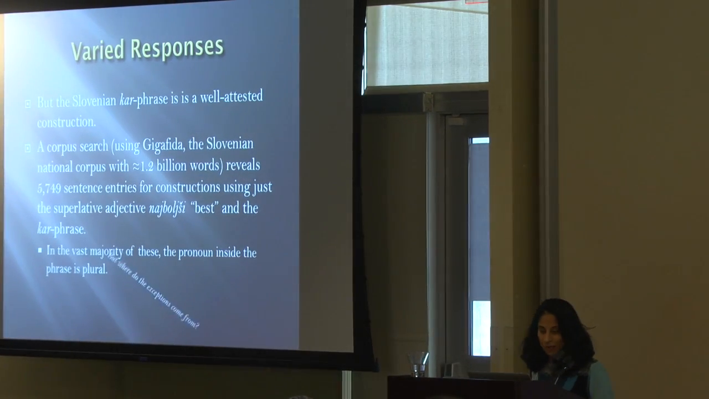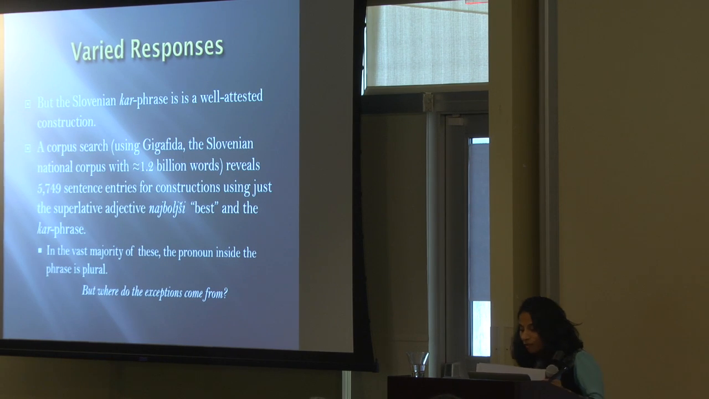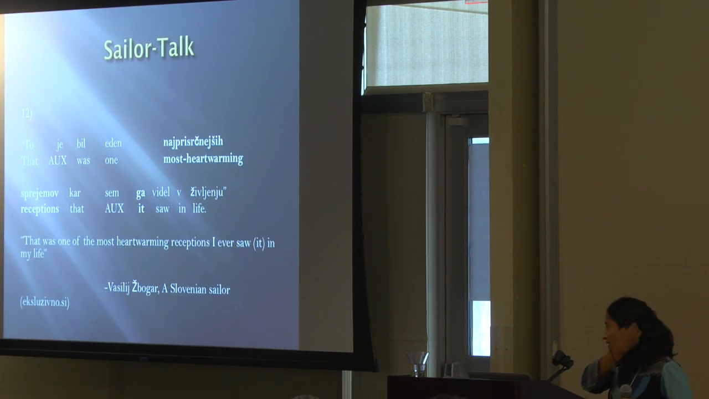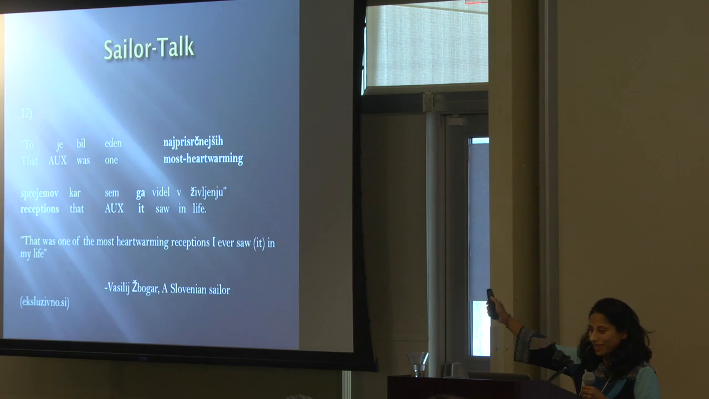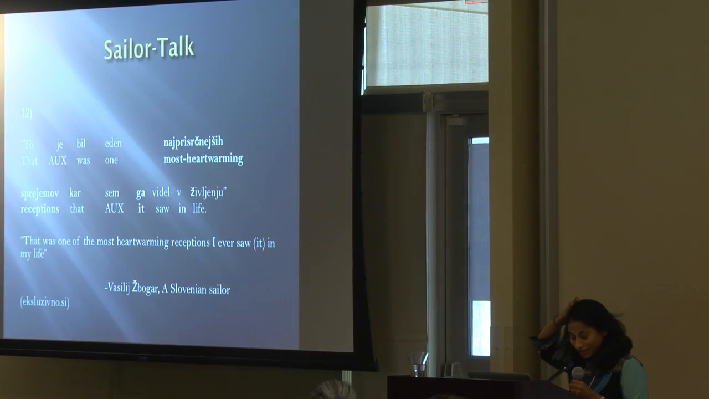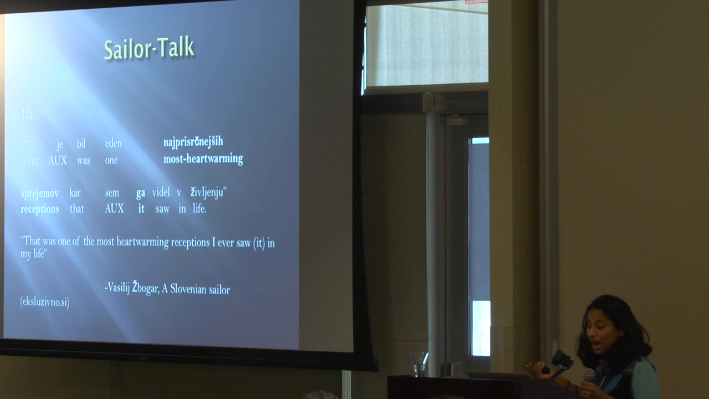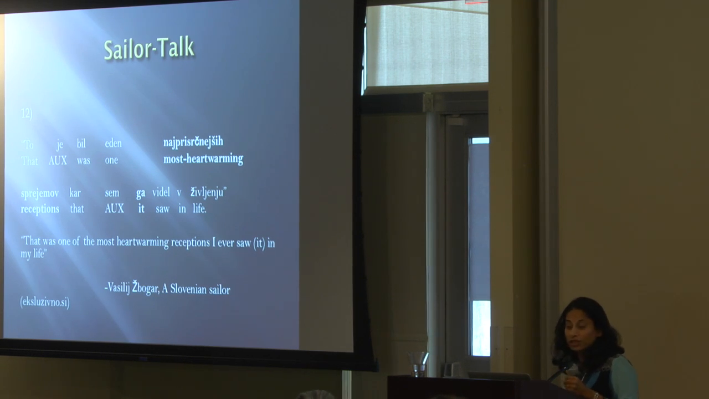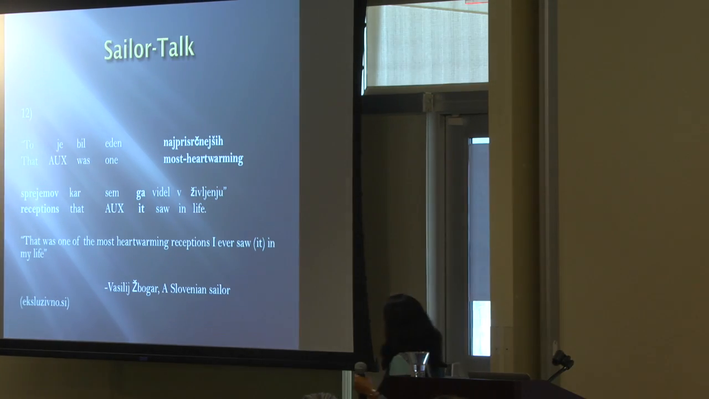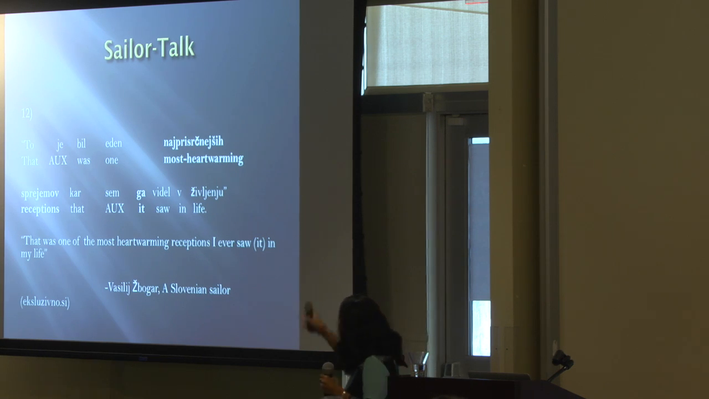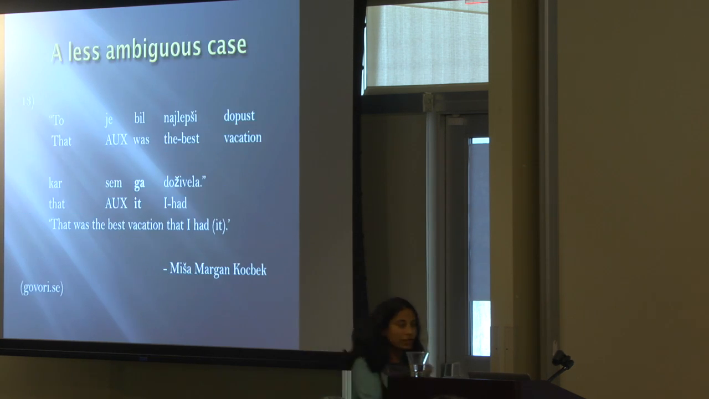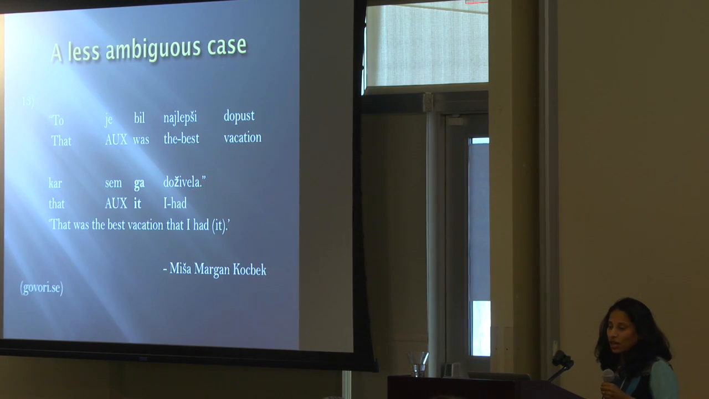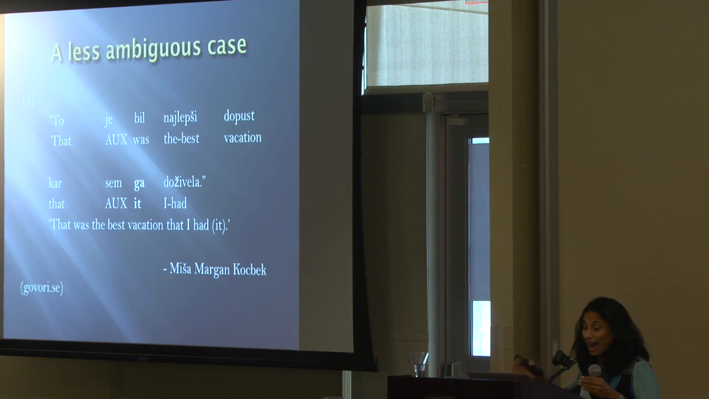But there are exceptions, and where do the exceptions come from? Okay, so there's the sailor. This guy said this, right? One of the sentences in the corpus. That was one of the most heartwarming receptions I ever saw it in my life. Here we have the singular, right? Maybe it comes down to this word Eden. So maybe a less ambiguous case. I wanted to bring this up because he's a sailor and that's relevant. But in a less ambiguous case, to je bil najlepši dopust, ker sem ga doživela. That was the best vacation that I had it.